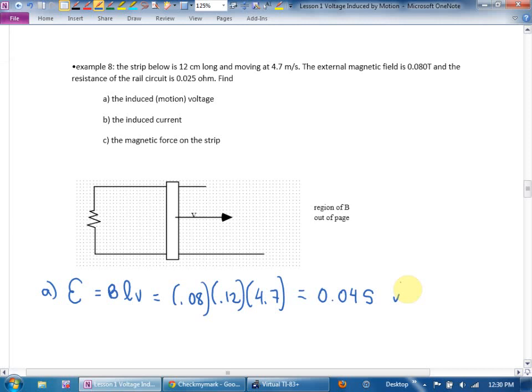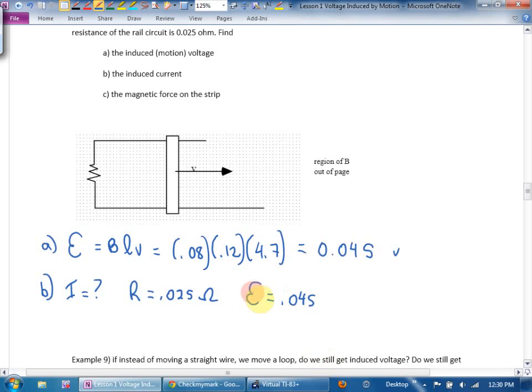What does B want us to find? So I'm going to write down I equals question mark. And I do notice they told me the resistance of the circuit. This little resistor here, assuming this bar is resistanceless, which in our magic physics world it will be. What's the overall resistance of this circuit? 0.025 ohms. And what's the overall voltage of this circuit? 0.045. Now I can use Ohm's law, V equals I times R, because remember, I said V and this are interchangeable. The current is going to be the voltage divided by the resistance.